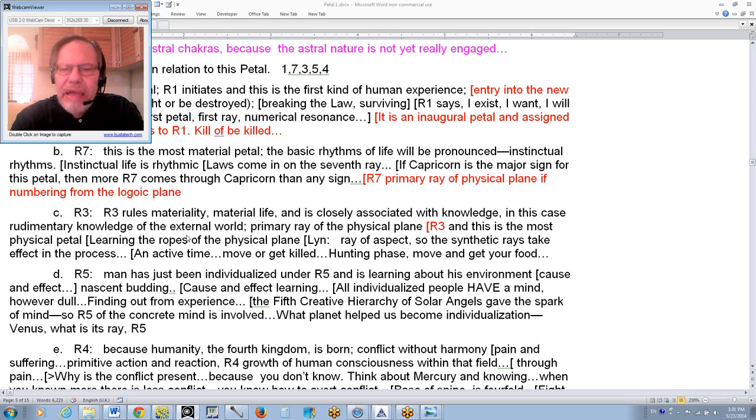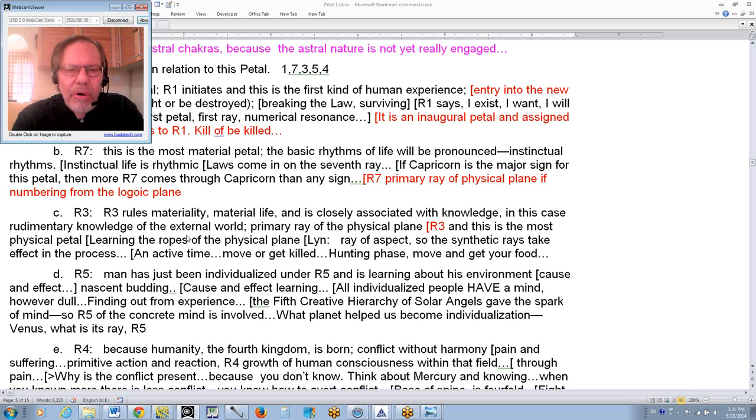So what planet has helped us become individualized particularly? It is Venus. And what is its ray? It is ray 5, and it took place in a Leo period, which is the fifth sign, and conveys ray 5, and so forth. There are reasons.